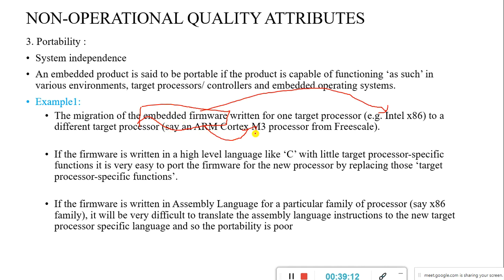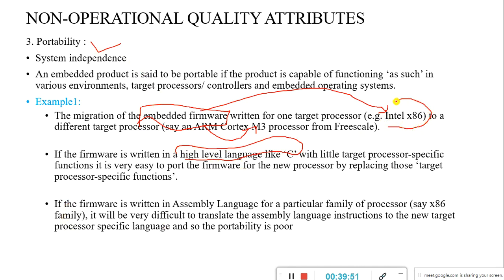Now, if there are minor changes, yes, obviously the migration is the best thing that can happen, because I reduce a lot of time in writing separate firmware for two different hardwares. The same firmware can be used for multiple target processors, is it not? Because if I write it in C language, there would be more portability, I call it. Portability is easy because C language is a universal language, I call.